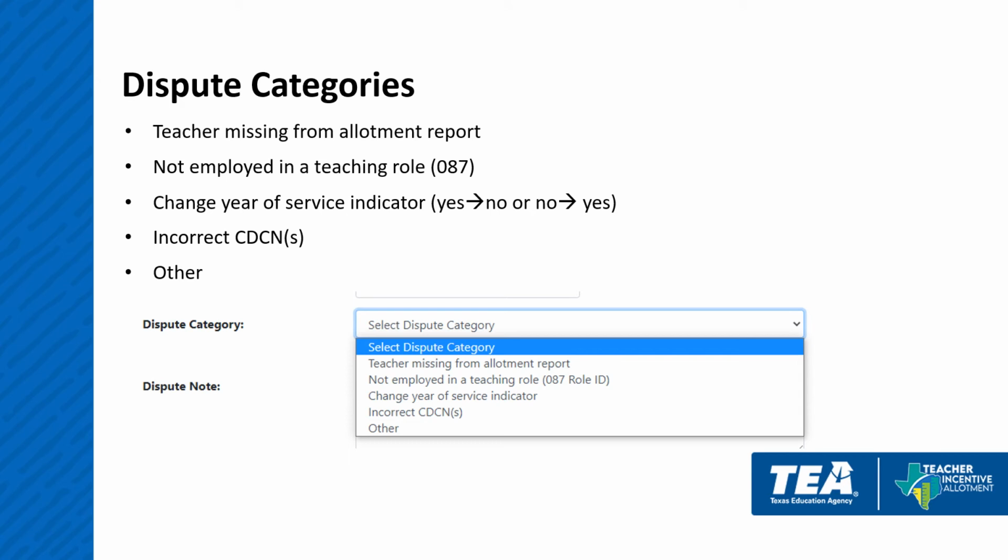Let's take a look at the different dispute categories. So once you select add a dispute, you'll have to choose a category. This could be a teacher was missing from the report, they were not employed in a teaching role and need to be determined ineligible in SCOMs. You might need to change their year of service indicator from yes to no or no to yes, correct their campus, and then there are always some other circumstances that we may not have anticipated, and you can use that other category if needed.